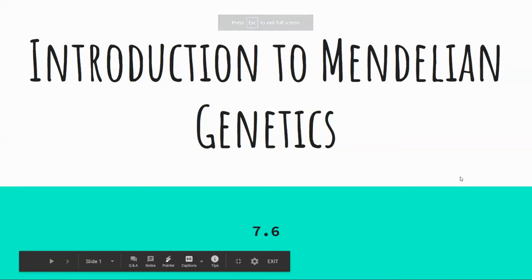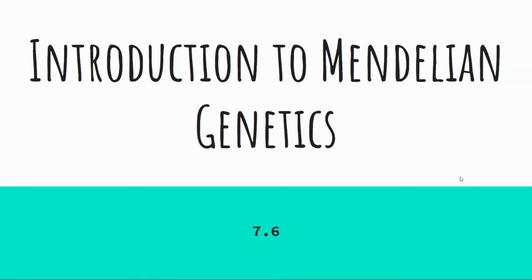All right, so we're going to move into section 7.6 of Unit 7, which is going to be an introduction to Mendelian genetics. So we're going to see the foundation of genetics as far as tracking traits, and that's going to lead us into Punnett squares, which will lead us into pedigrees.